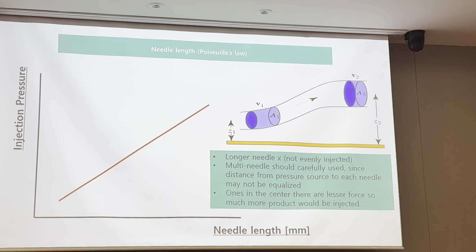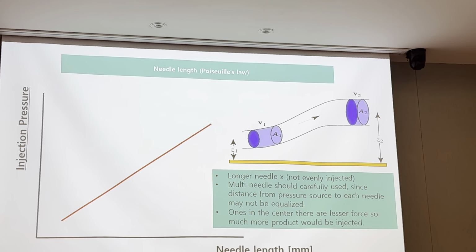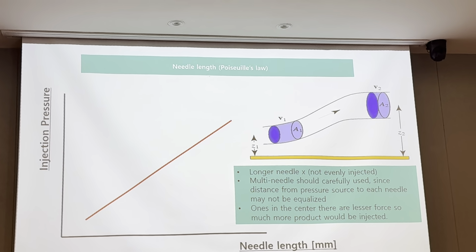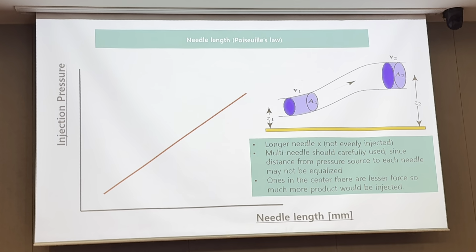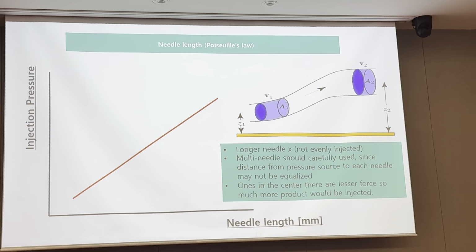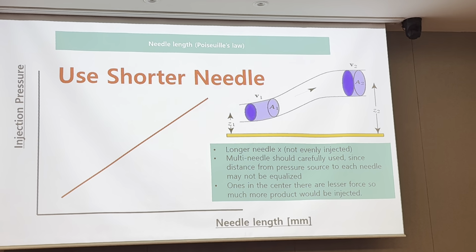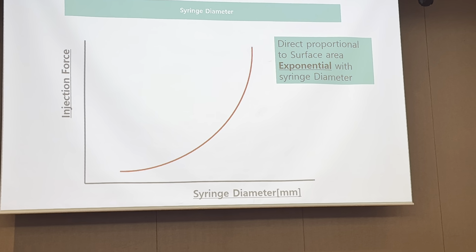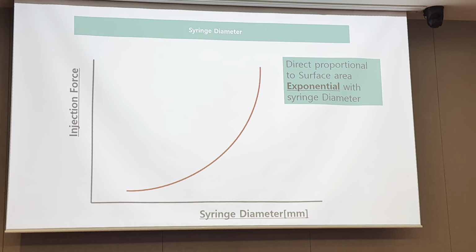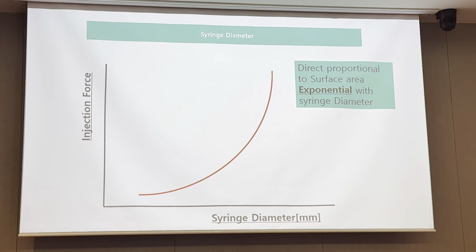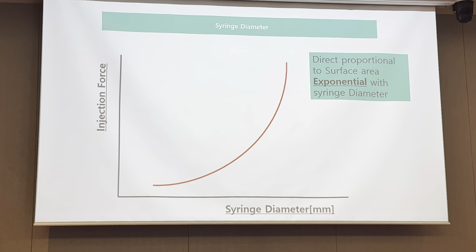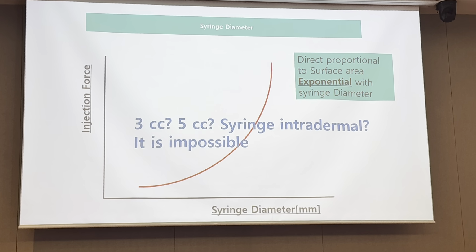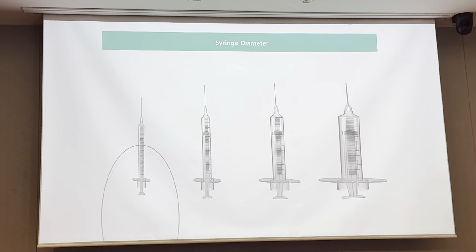How about needle length? When the needle is too long, it gets harder to deliver the injection. So use a shorter needle, like a 2 millimeter needle, and nowadays a 4 millimeter needle. You might want to use a shorter needle for delivering skin boosters. As for syringe diameter, the pressure required gets exponentially harder to inject. So you might want to use a 1 cc syringe, and at maximum a 2 cc syringe.